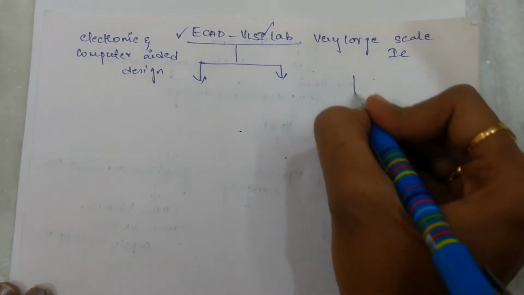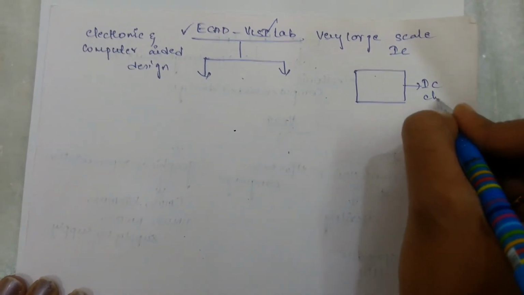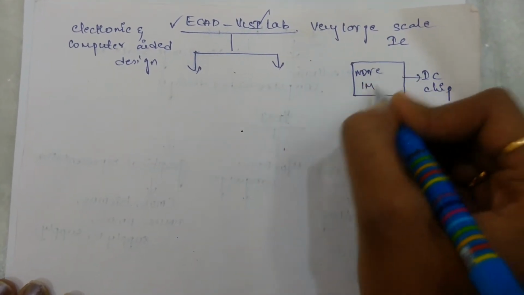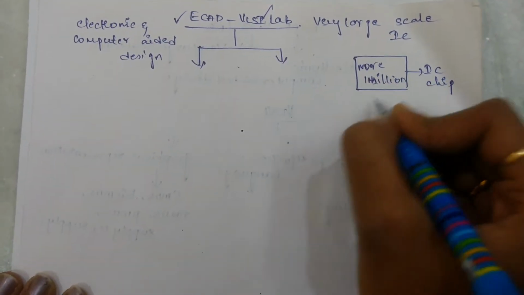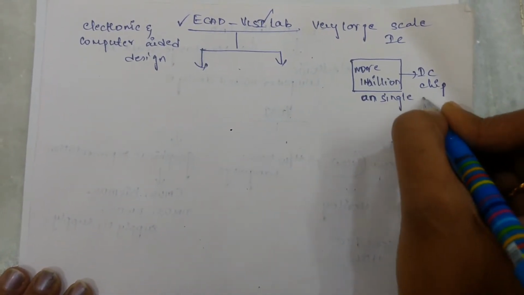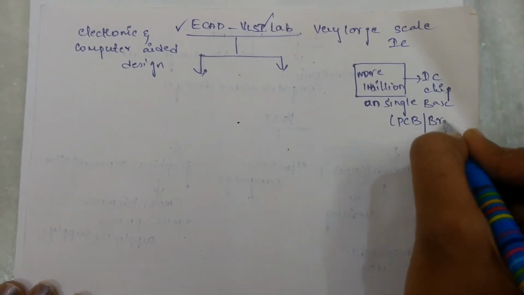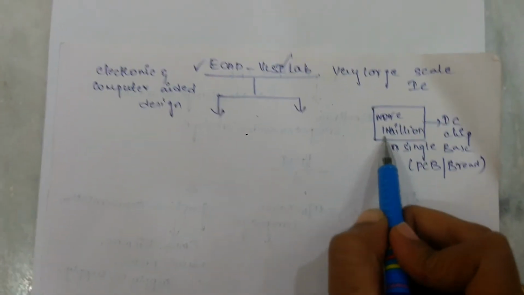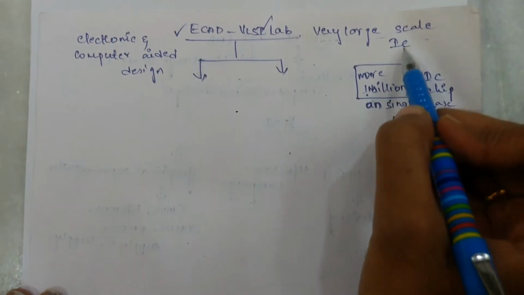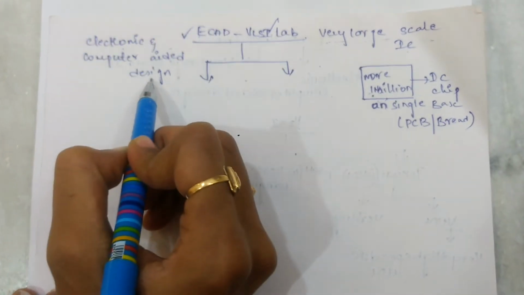Now VLSI means an IC, which is nothing but a chip, one normal chip, which consists of more than 1 billion transistors on a single base. It's nothing but a PCB or a breadboard, anything. So more than 1 million transistors can be present on a single IC, and that is a very large scale integrated circuit. Now what does electronic computer aided design mean?